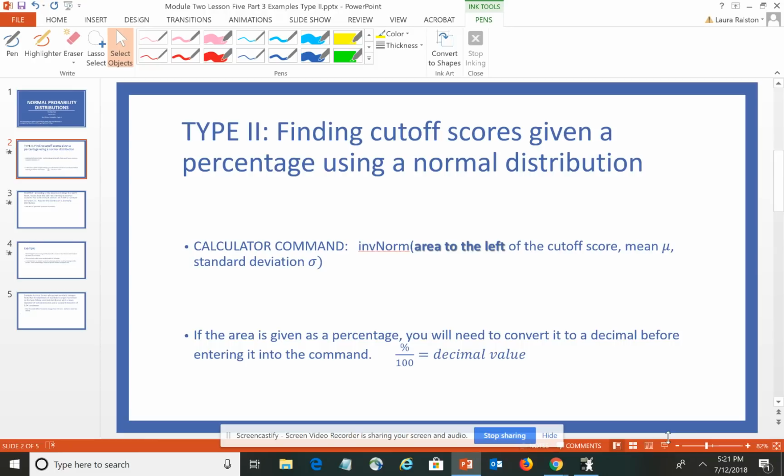You have to give it 3 parameters, or 3 pieces of information: the area to the left of the cutoff, the mean, and the standard deviation. Guys, it is so important that you use the area to the left of the cutoff. That's how the calculator is programmed, so if you give it the wrong information, obviously you're going to get the wrong answer. Also, that area, which is typically given as a percentage, should be converted to a decimal before entering it into the calculator command.